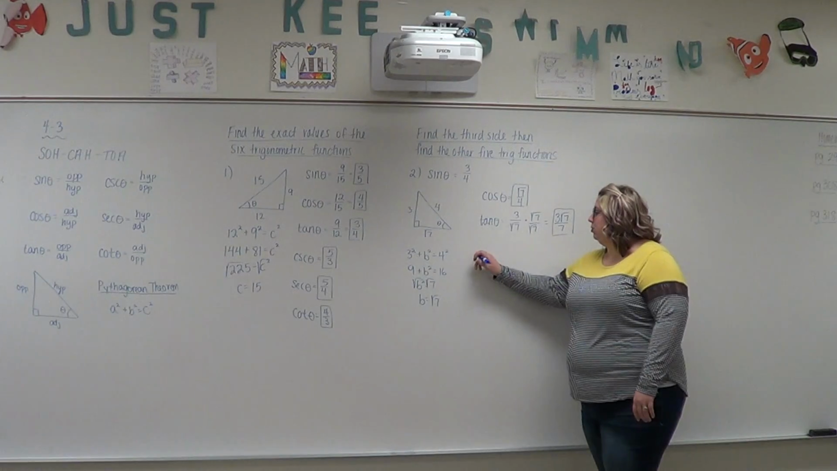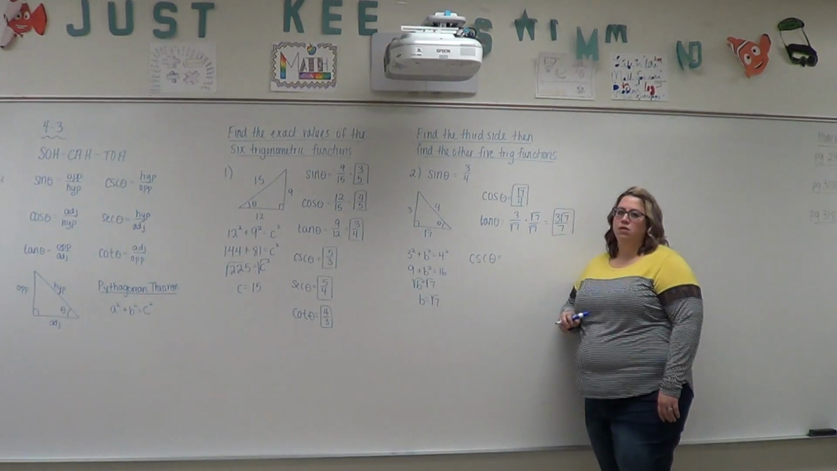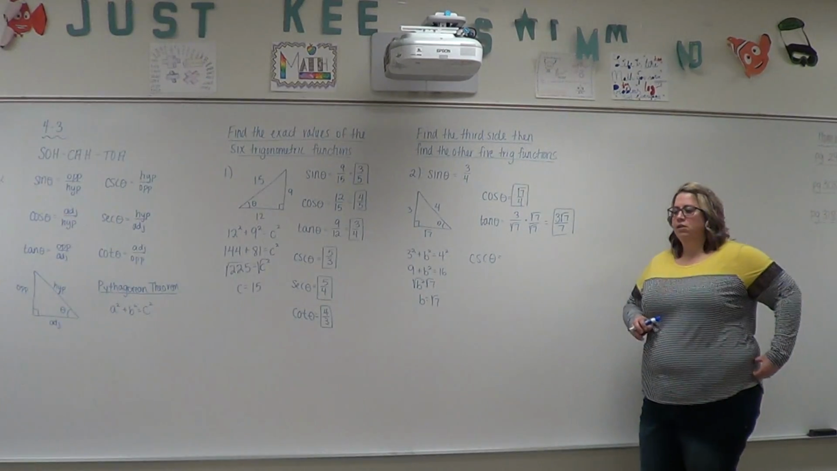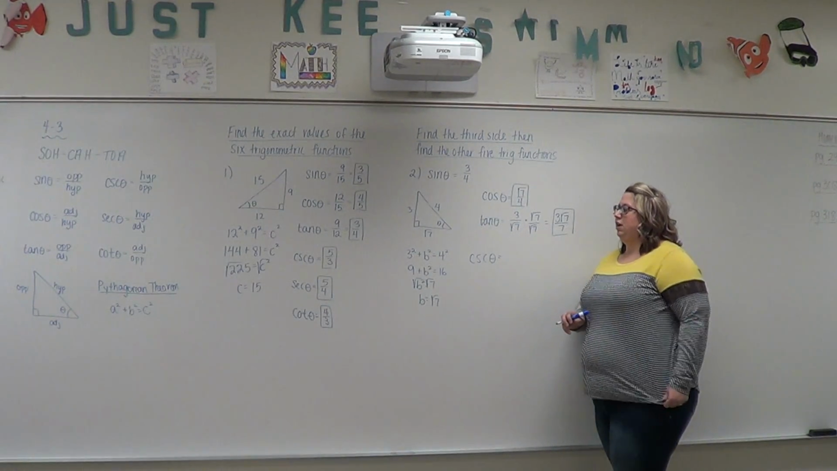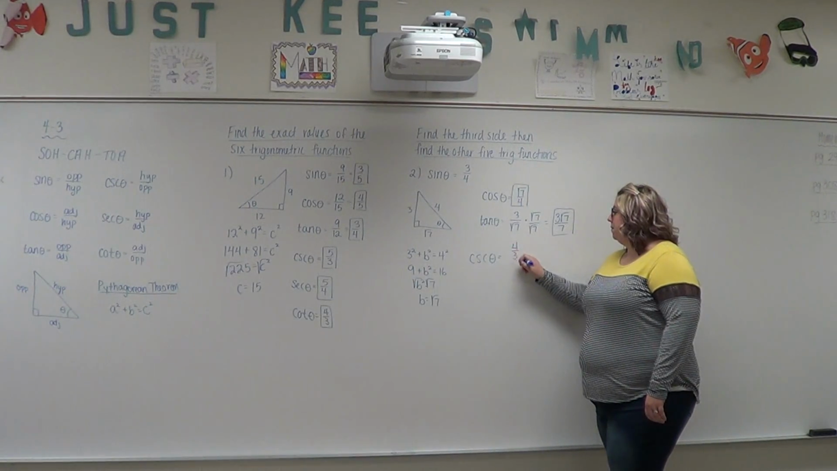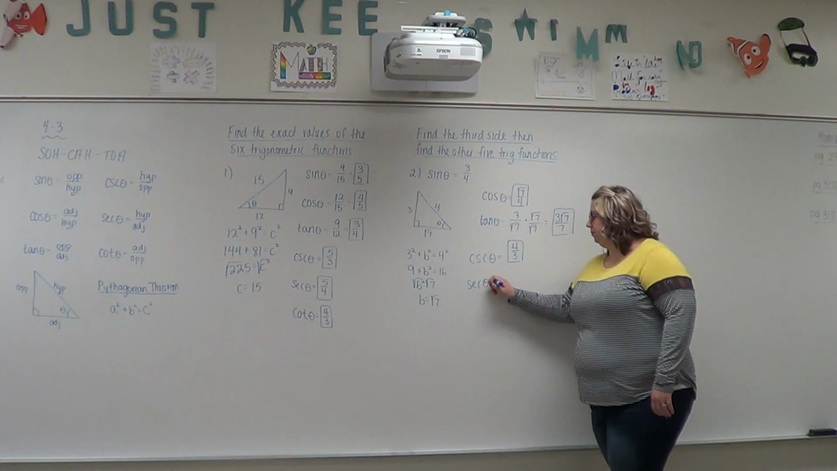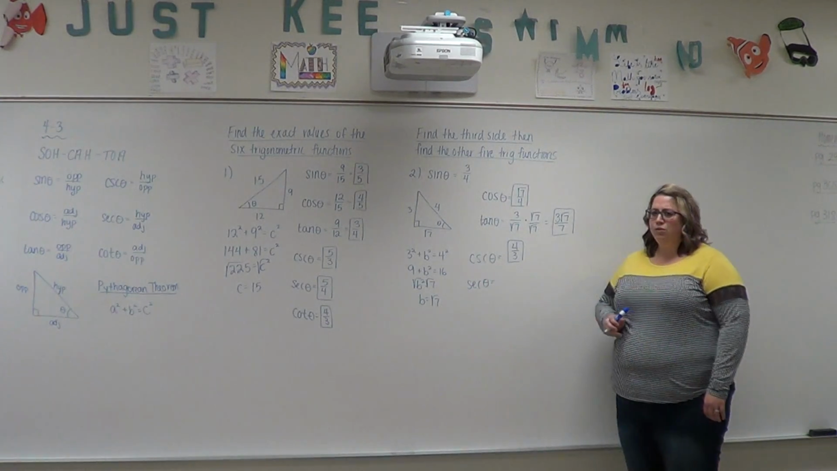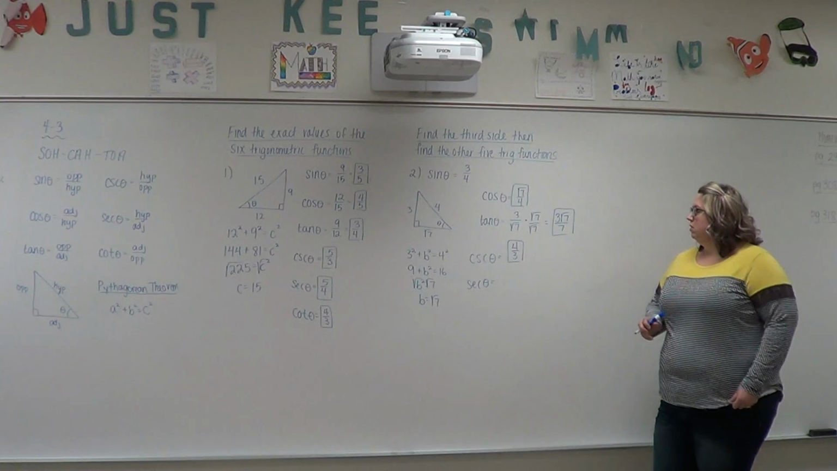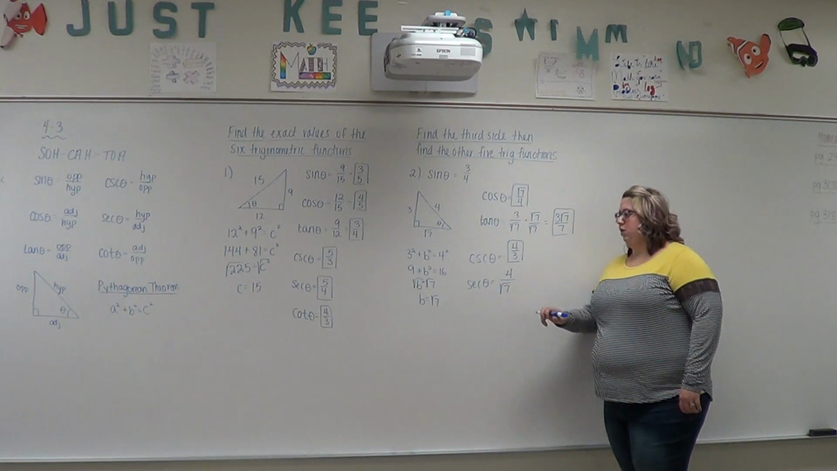Okay, if you do your reciprocals, so cosecant, that's the reciprocal of sine. So what's the reciprocal of sine? 4/3. Secant is the reciprocal of cosine. 4 square root of 7. And then we have to rationalize it.